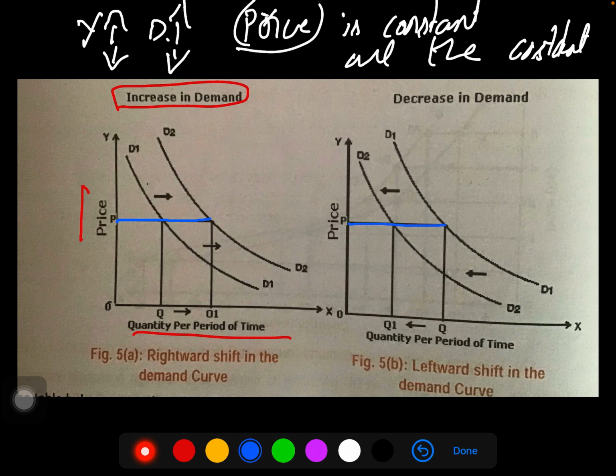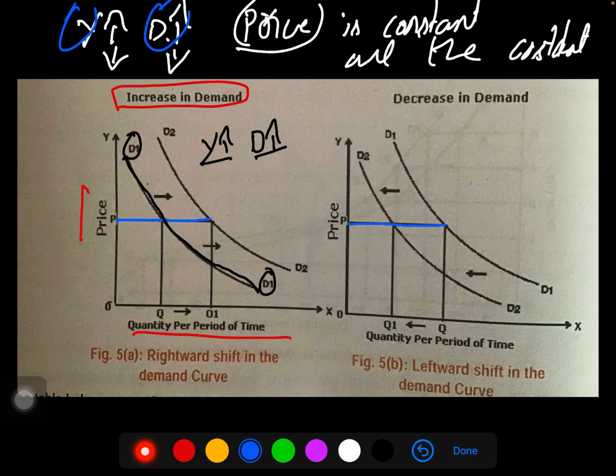Can you see both the diagrams? Price is constant. Only 2 things are changing: one is income, another one is the demand. All the other things remain constant here. Price is not going to change at all. Just imagine in this case, when income is increasing, demand is also going to increase. When income increases, demand also increases. This is the actual demand curve, D1. The actual one. When income increased, demand increased.